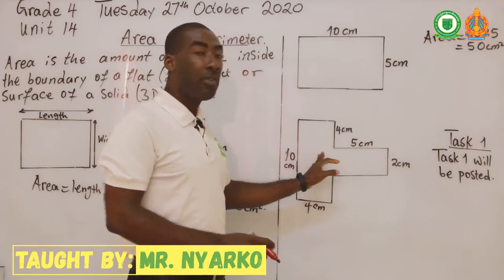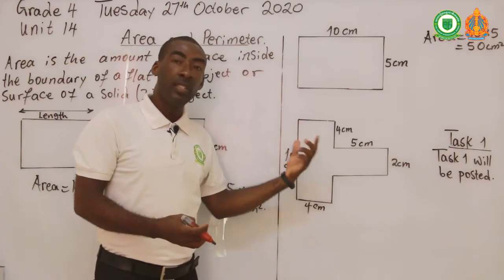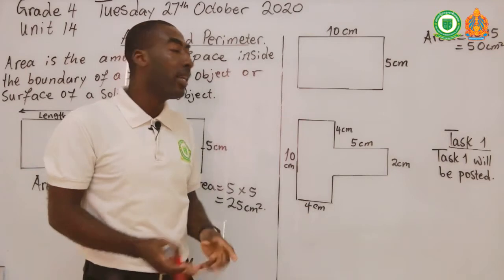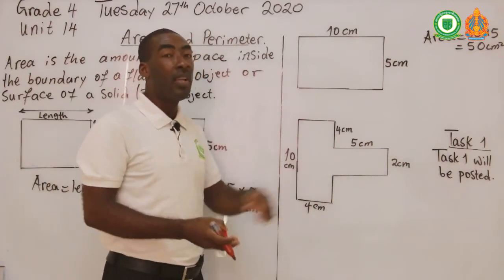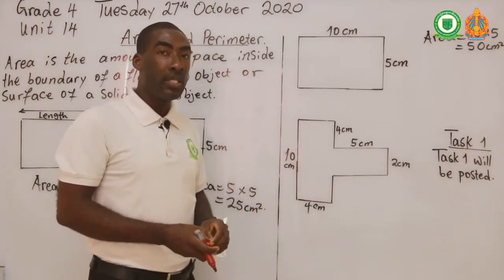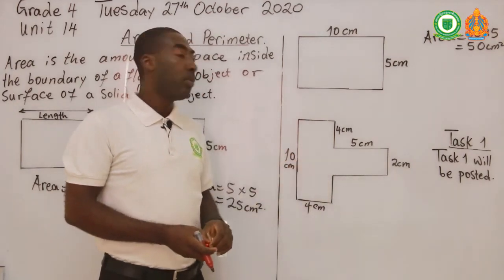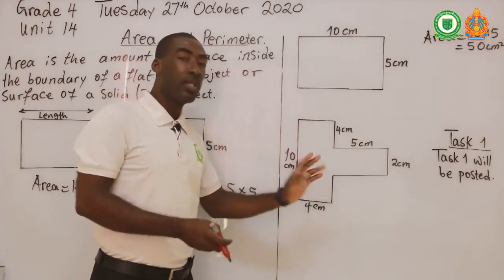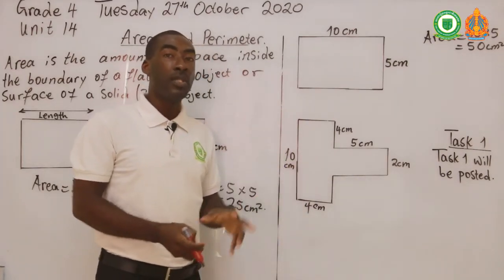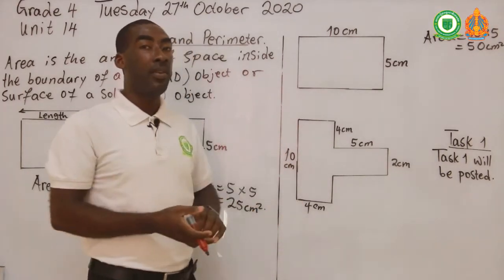Now, when you have a little bit complex figure or drawing whereby it doesn't look like a rectangle, it doesn't look like a square, how do you find the area of such particular shapes, which is called a composite figure? In the case of a composite figure, what you have to do is close certain parts of your figure so that you could see a rectangle or a square, and then you deal with them as squares or as rectangles.